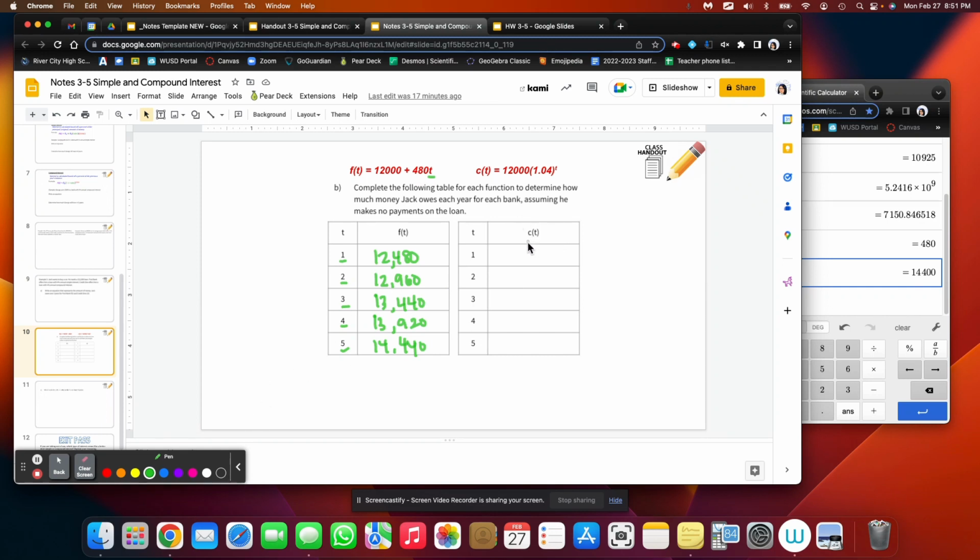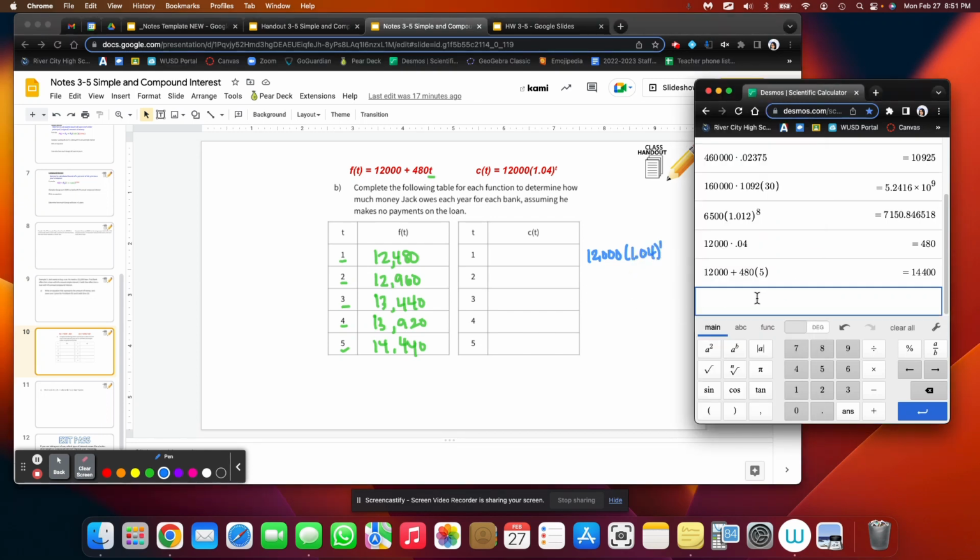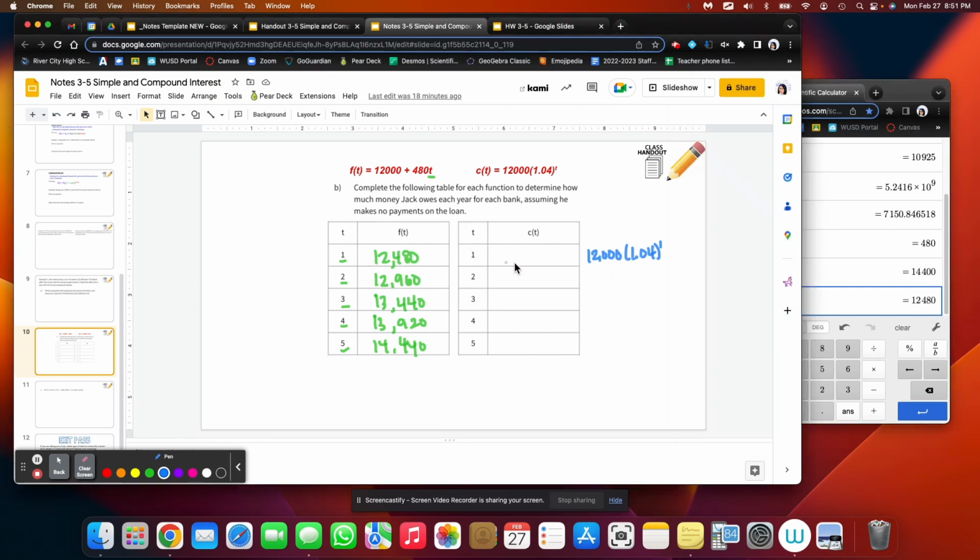So now let's do the same thing for Credit One. So for my first one, I'm going to plug in 1 for t. So it's going to be 12,000 times 1.04 to the first power. So my new equation here, 12,000 times 1.04 to the first power. So same as the first year for simple interest. So 12,480. Now I'm going to plug in 2 for t.